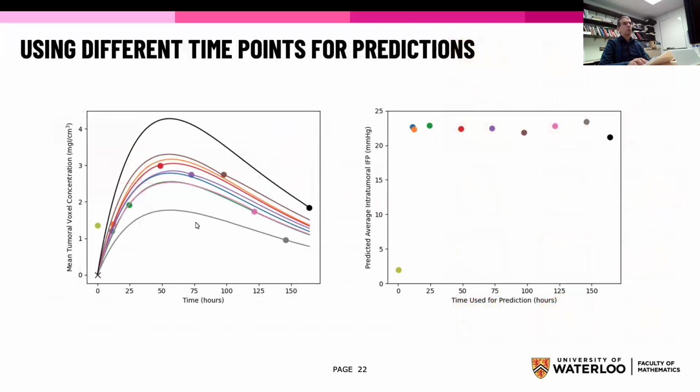We also have shown that using imaging data at different time points allows the model to predict consistent values of IFP. If we pick any two time point measurements, we get a very nice and consistent result for IFP, which shows the robustness of the model in capturing IFP and its reliability for clinical applications.